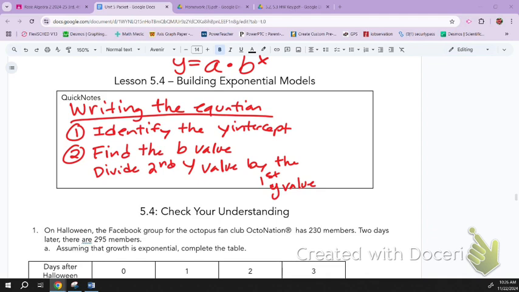And we always have to go back to our B value. If it's greater than 1, it's going to be growing. If it's less than 1, it's going to be decay. So before, for the racquetball bounce, if we had gotten a B value greater than 1, we should have been thinking something's wrong, because this is going down. The height is not increasing.